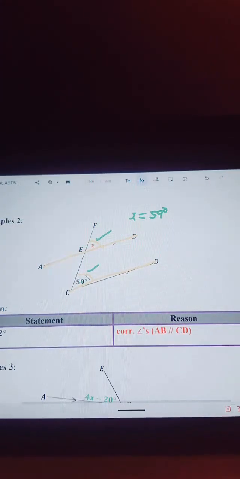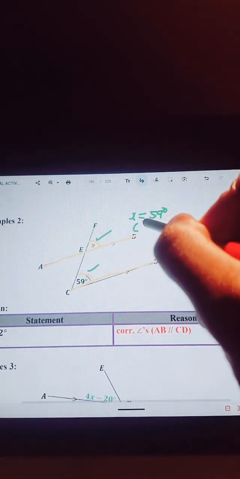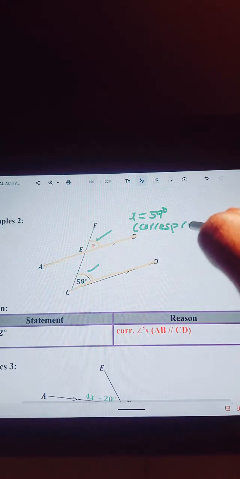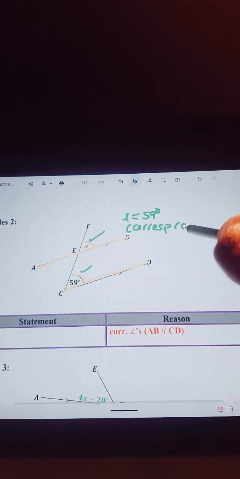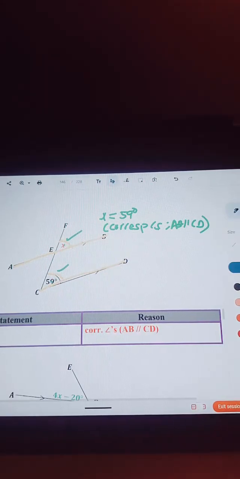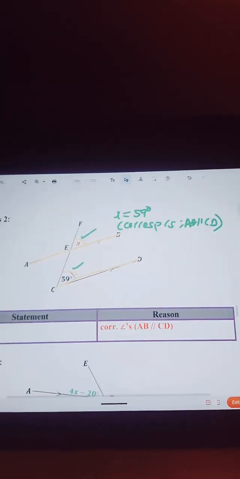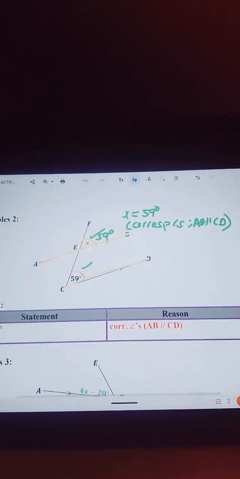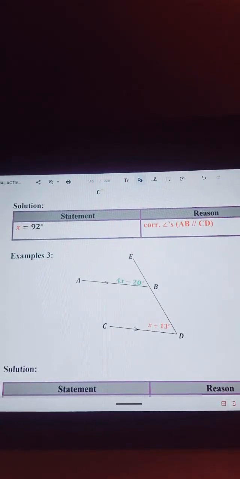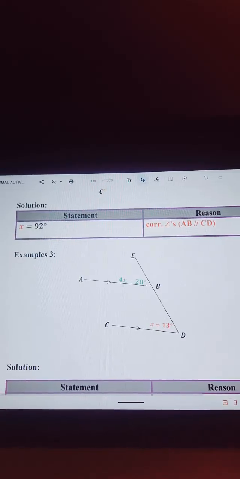59 degrees. Why? Reason is corresponding angles. Right? Semicolon. AB is parallel to CD. That's it. X is equal to 59 degrees. We update the new info and we move on. Next example. Okay, next example.